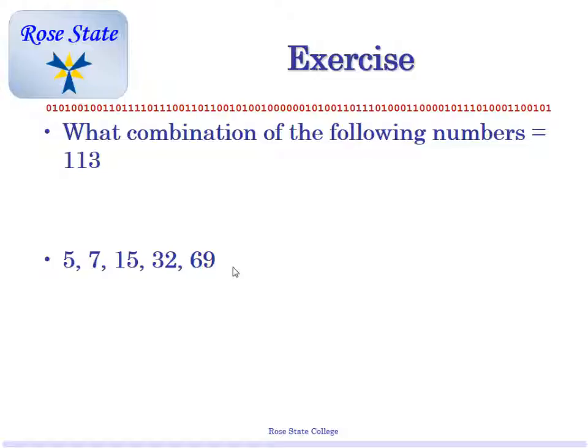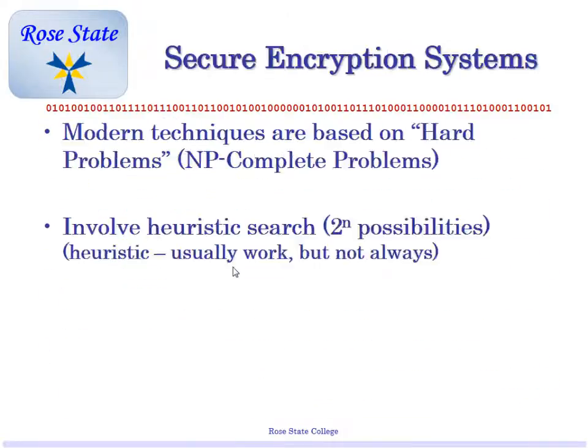Now remember, we were choosing the V's. The V's are either a 0 or a 1. So we know we need the 5, 7, 32, and 69. So we need 1 times 5 plus 1 times 7 plus 0 times 15, because we don't want the 15. Then we add them all up and get 113. Okay, so we're going to go more back into that in a second.